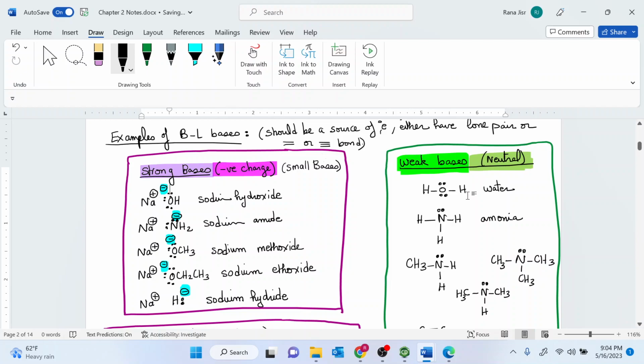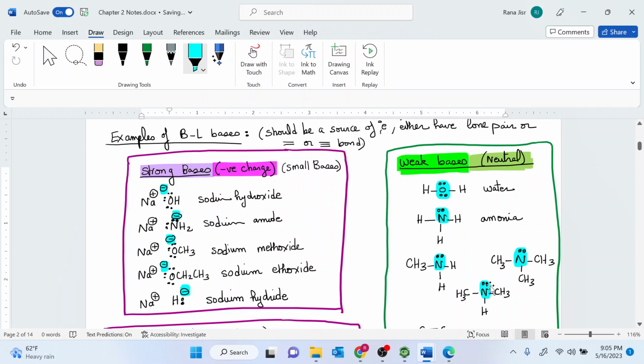Now, with respect to the neutral bases. Neutral bases, they have no charge. But notice here that, again, bases, they are source of electrons. So the bases should have lone pairs. So this is the basic part of the water. So you look at the element that has the lone pair, and this is the basic part. So this is where the reaction starts. This is the part where it starts donating its electrons to take the hydrogen of the acid.